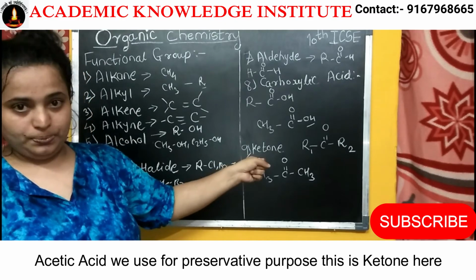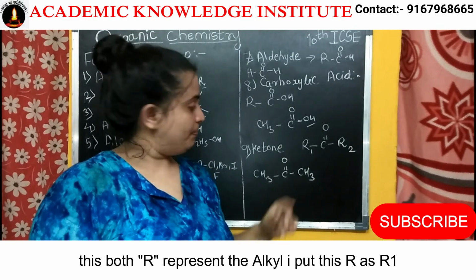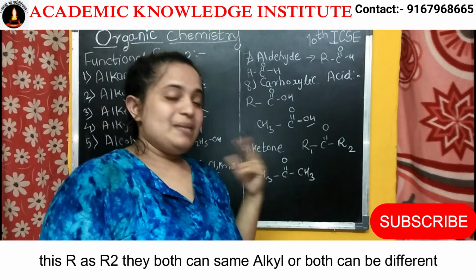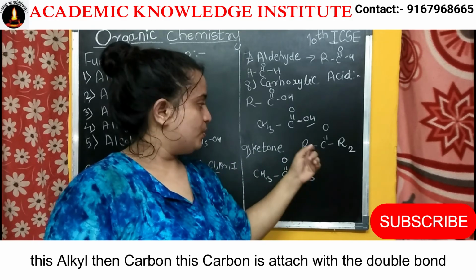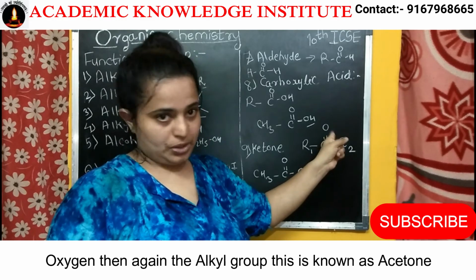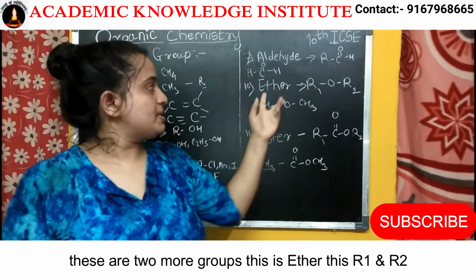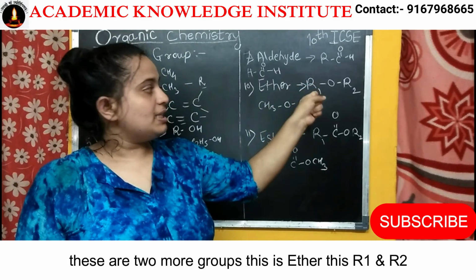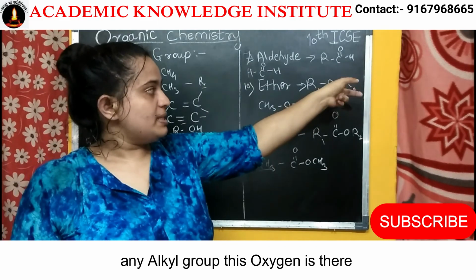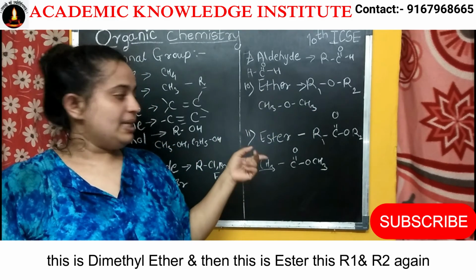Then this is ketone. Here these both represent the alkyl group. I put this R as R1 and this R as R2. They both can be the same, they both can be different. So this alkyl, then carbon, the carbon will attach with a double bond to oxygen, then again the alkyl group. This is known as acetone, and these are two more groups. This is the ether. Ether is represented as R1 and R2, which will be any alkyl group, and then this oxygen is there. This is dimethyl ether, and then this is ester.